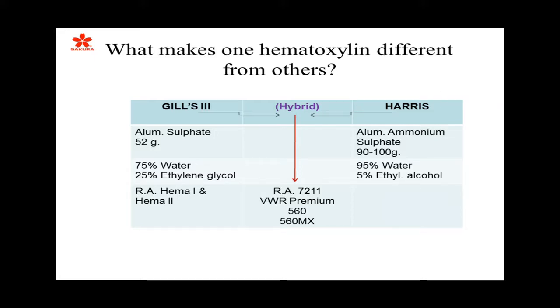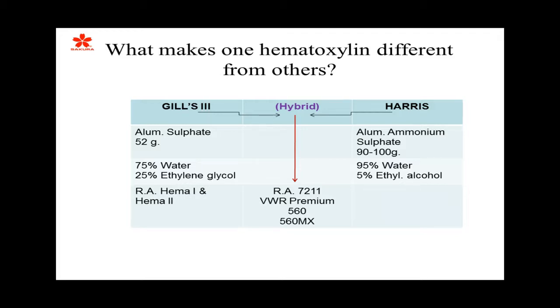What makes it different? If we look on the left at this diagram, you see Gills 3, and you can actually also put Myers and other hematoxylins such as this over in that area. The chemistry from that is basically aluminum sulfate. There is about a 3/4 content of water and a large amount of ethylene glycol. Now, this smaller volume of water and the fact that you're just using aluminum sulfate reduces, if not eliminates, the precipitation of the salts. Some examples are Richard Allen hematoxylin 1, hematoxylin 2. Myers would be in that category also.